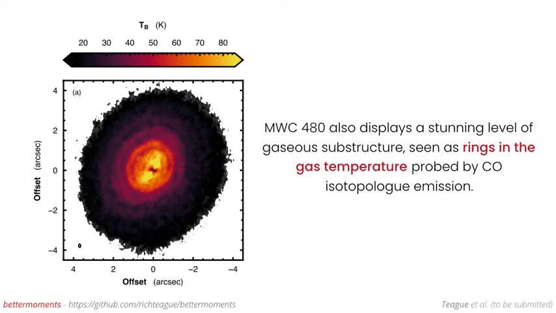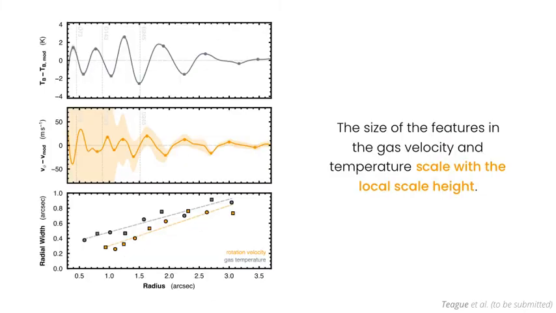Now, what's super interesting about MWC 480 is that by having annular structure in both the velocity and the temperature, we can start to see a lot of structure and a dependence on where these features are in radius. In these top two panels, I've taken an azimuthally averaged profile of the rotational velocity and the brightness temperature. To both of these, I've subtracted a smooth background model in order to highlight the perturbations that we see, and I've then located the peaks and the troughs of these perturbations.